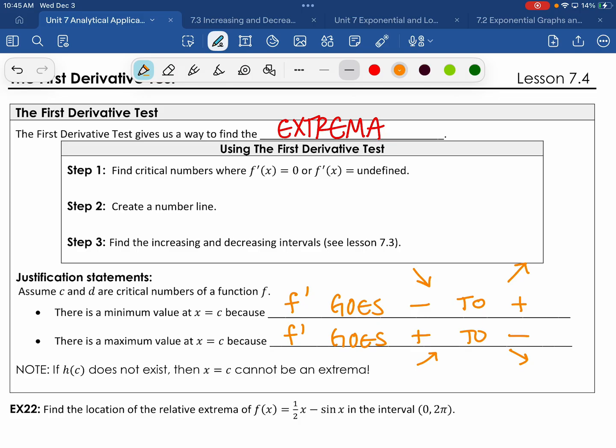Now, if f of c does not exist, then x equals c cannot be an extrema, and so that's going to happen for vertical asymptotes. So kind of just watch out for those. And when do you get vertical asymptotes? Like what kind of functions? Fractions. So if you have fractions, just kind of be mindful of what the vertical asymptote is.